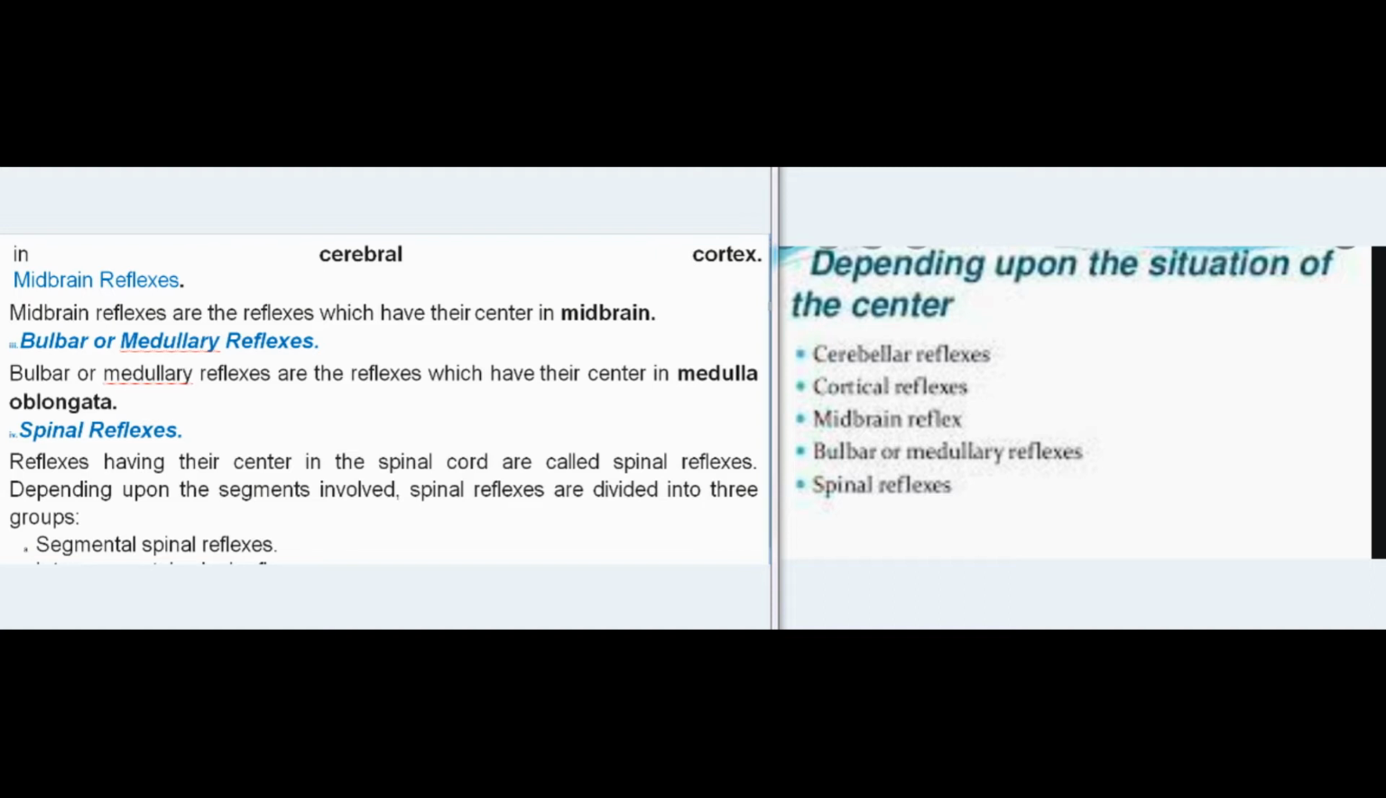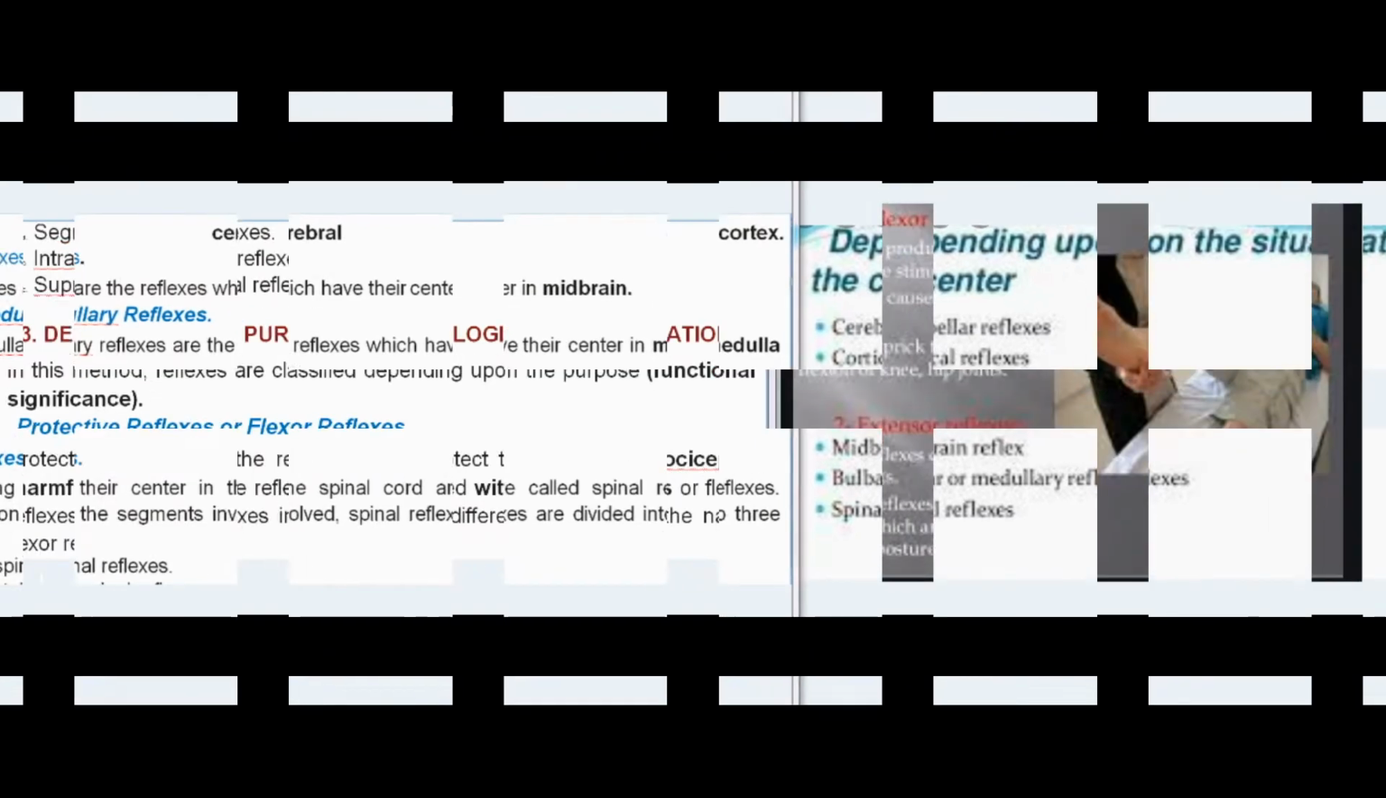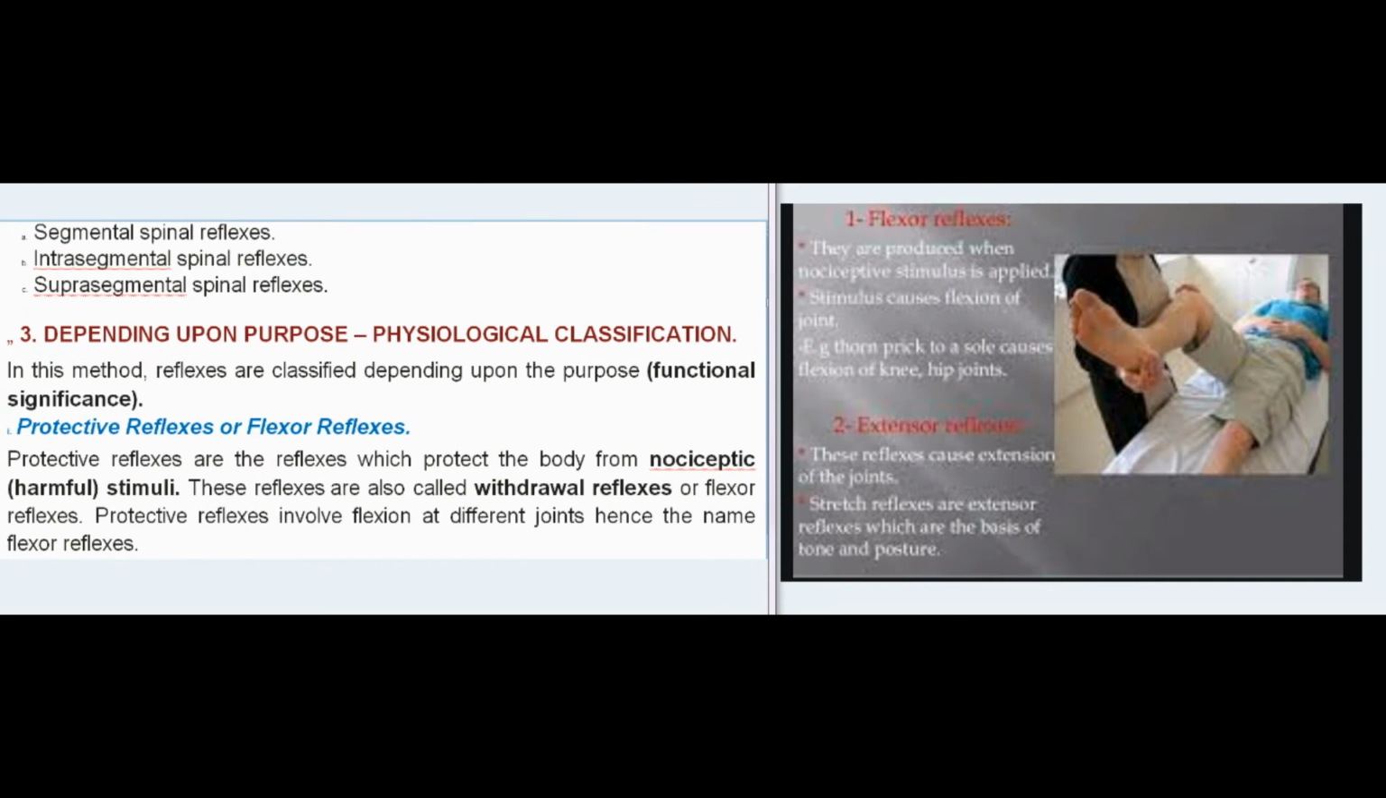Bulbar or medullary reflexes. Bulbar or medullary reflexes are the reflexes which have their center in medulla oblongata. Spinal reflexes. Reflexes having their center in the spinal cord are called spinal reflexes. Depending upon the segments involved, spinal reflexes are divided into 3 groups: segmental spinal reflexes, intrasegmental spinal reflexes, suprasegmental spinal reflexes.